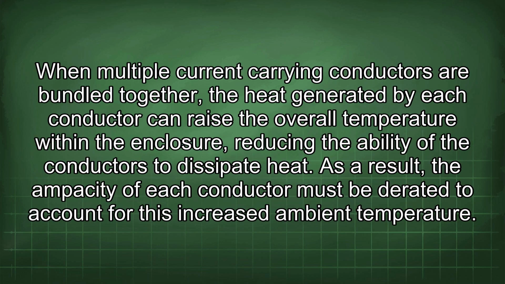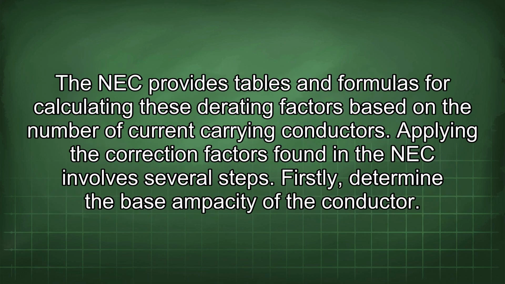When multiple current-carrying conductors are bundled together, the heat generated by each conductor can raise the overall temperature within the enclosure, reducing the ability of the conductors to dissipate heat. As a result, the ampacity of each conductor must be derated to account for this increased ambient temperature. The NEC provides tables and formulas for calculating these derating factors based on the number of current-carrying conductors.